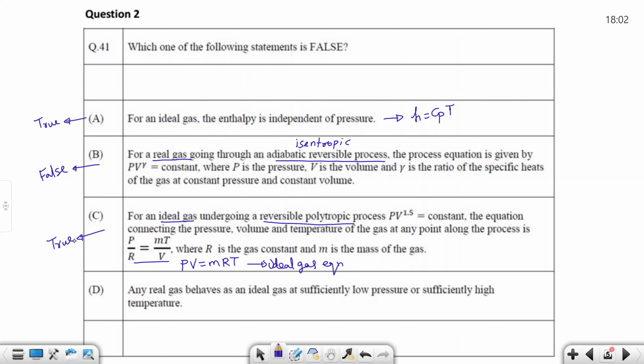Any real gas behaves as an ideal gas at sufficiently low pressure and sufficiently high temperature. So this is also true. So the false statement is B. So your answer is B. Okay, now we move to the next question.